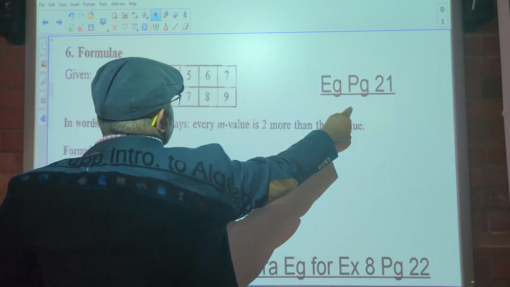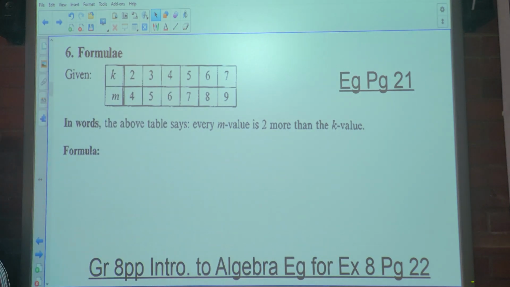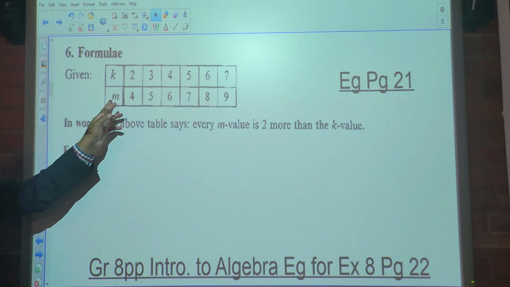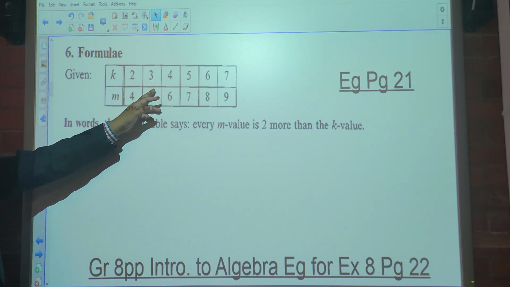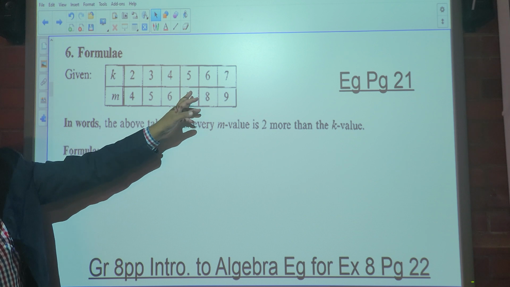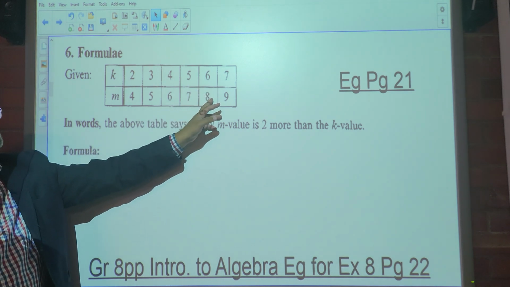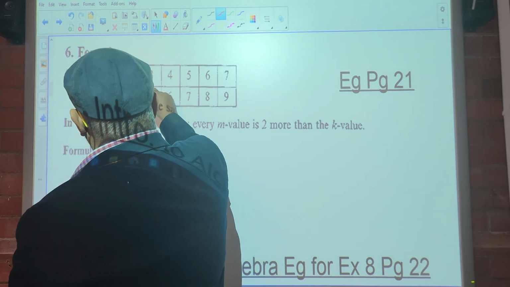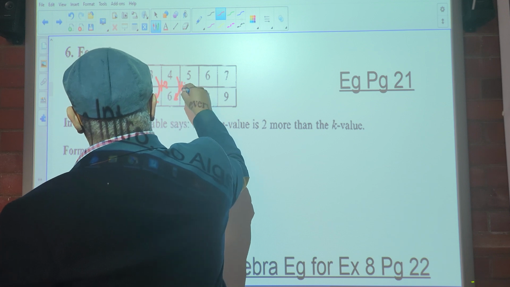The formulae or formula. We are given a table with k being 2, 3, 4, 5, 6, 7. And we have m corresponding, 2 corresponds with 4, 3 corresponds with 5, 4 corresponds with 6, 5 corresponds with 7, 6 corresponds with 8, 7 corresponds with. What do you notice about this? How do I move from k to m? So it's just adding 2, not so? So we move from one to the next, we add 2, we add 2, we add 2.